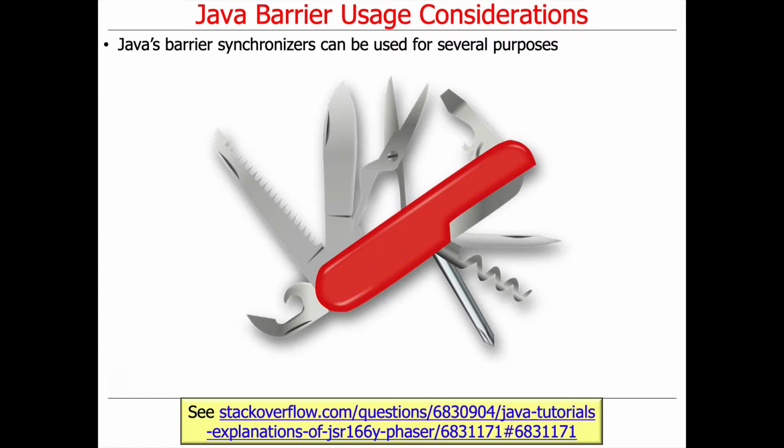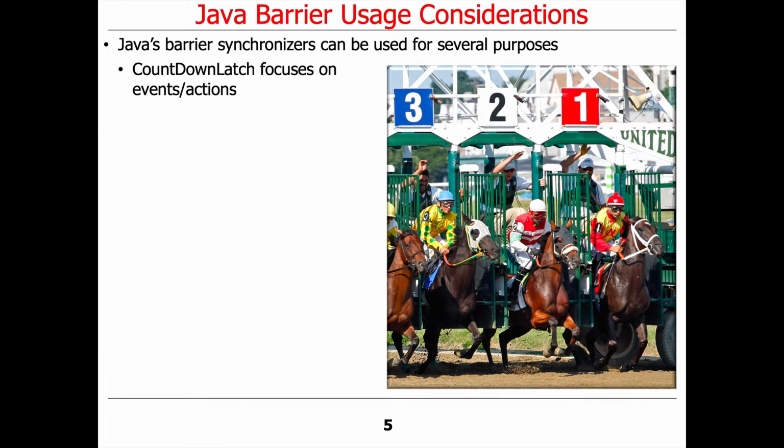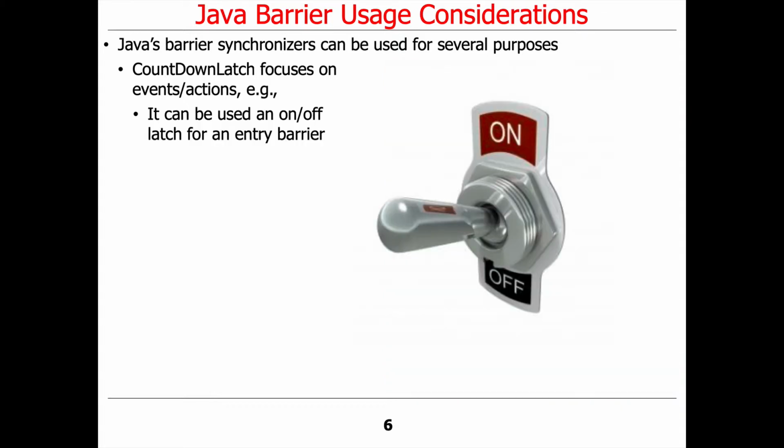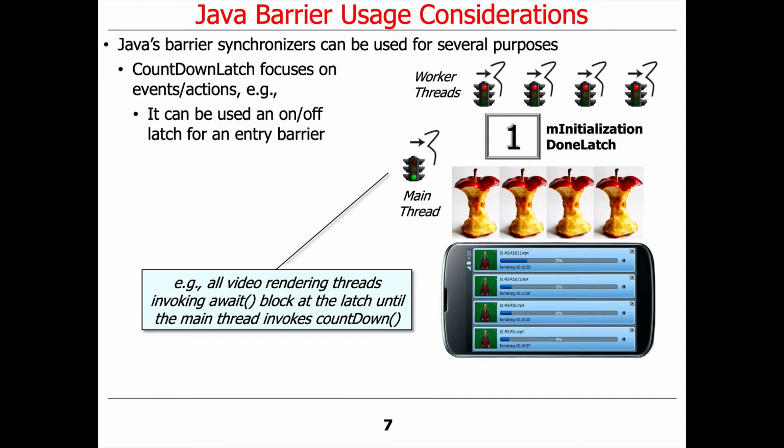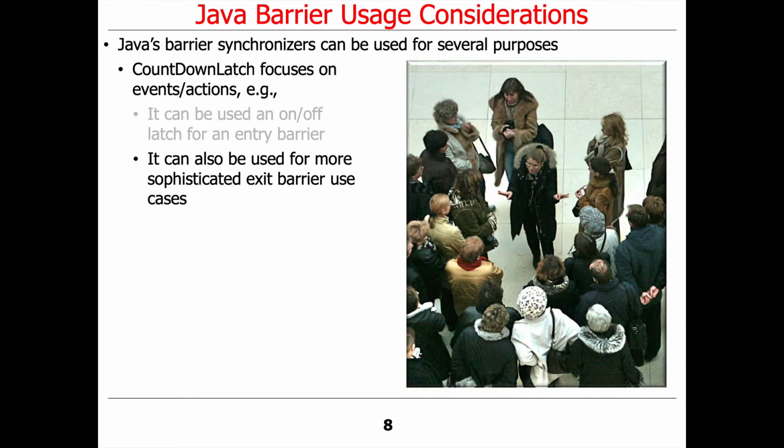Java's barrier synchronizers can be used for a number of different purposes. Countdown Latch focuses on events and actions. For example, it can be used as an on-off latch for an entry barrier. Going back to our earlier example of a video rendering engine, various threads that are doing the rendering can invoke a wait to block at the latch until the main thread invokes countdown to let them start up and do the processing. So that's a good example of an entry barrier.